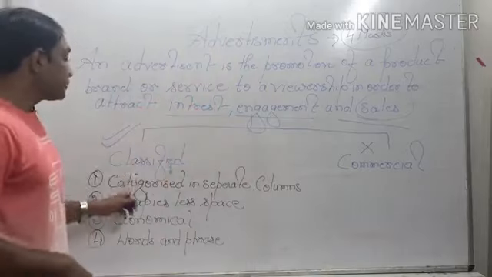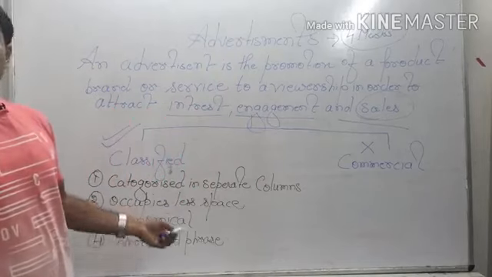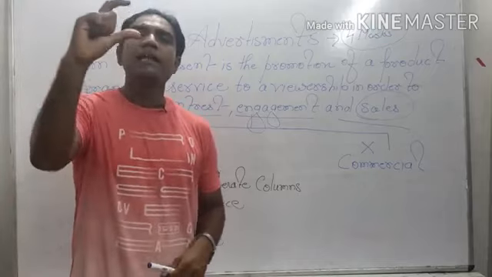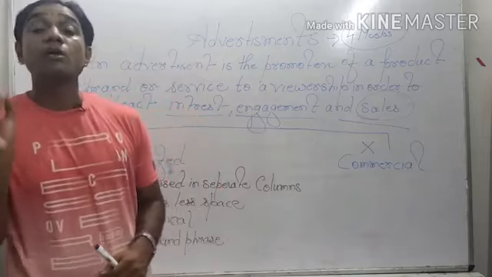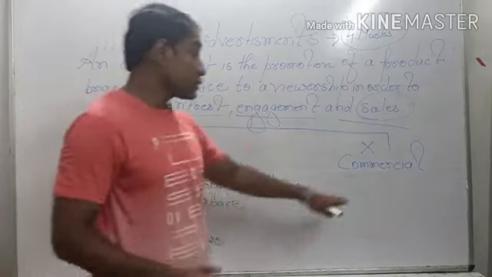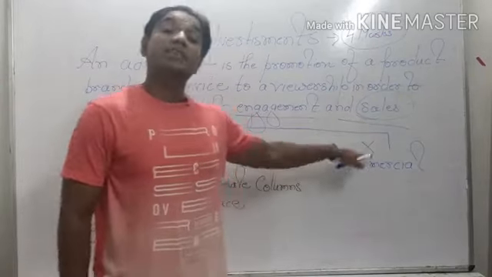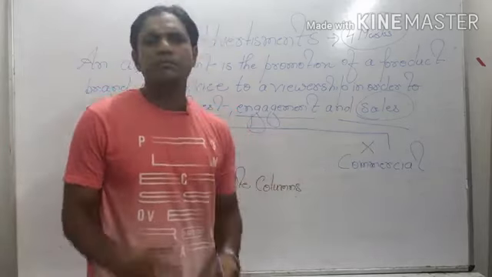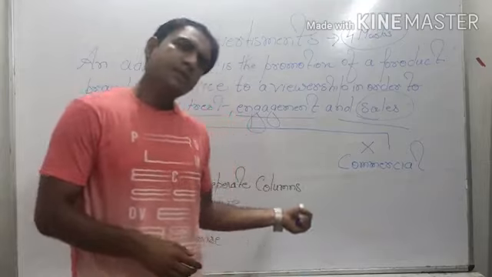First of all, classified advertisements are categorized into separate columns, as I have already told you. Second, it occupies less space. This is more important. In a very small column, in a small little box, every essential detail is provided. Third, it is economical. Commercial advertisement in comparison to classified advertisement is very expensive. It requires quite a sum, which all companies may not afford, and therefore they give the classified column.